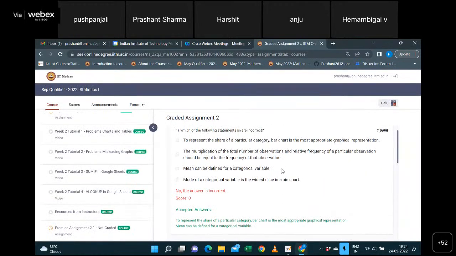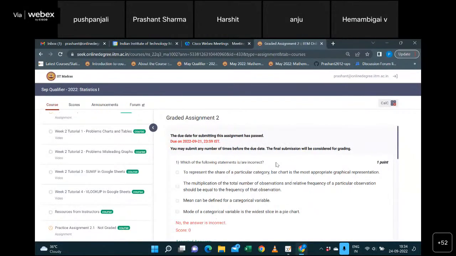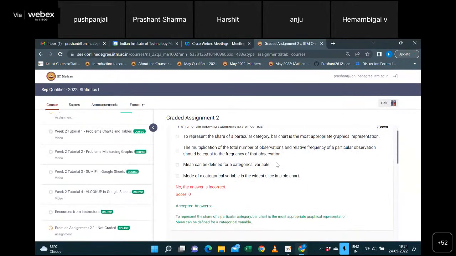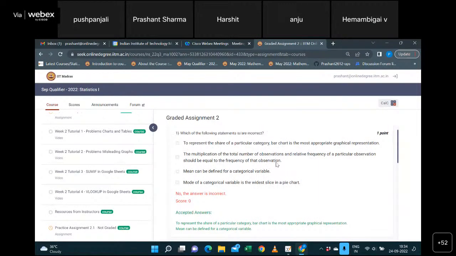Sir, why are option fourth and option second not correct? Option second is the correct option. You are saying option 4? Please read the question. The question asks you to find the incorrect option. So first and fourth are incorrect. Here you do not have to choose the correct options, you have to choose the incorrect option. Okay, sir.